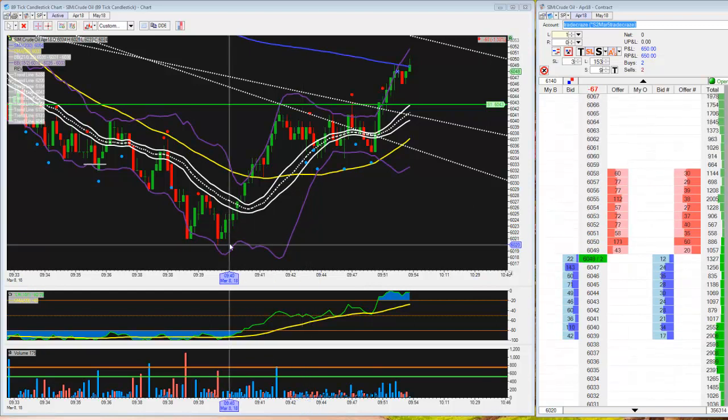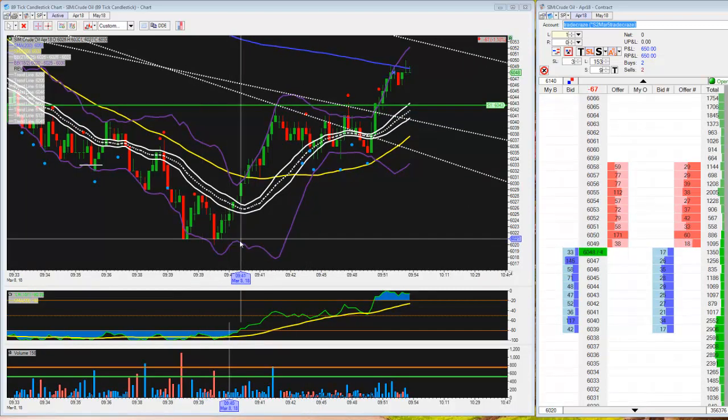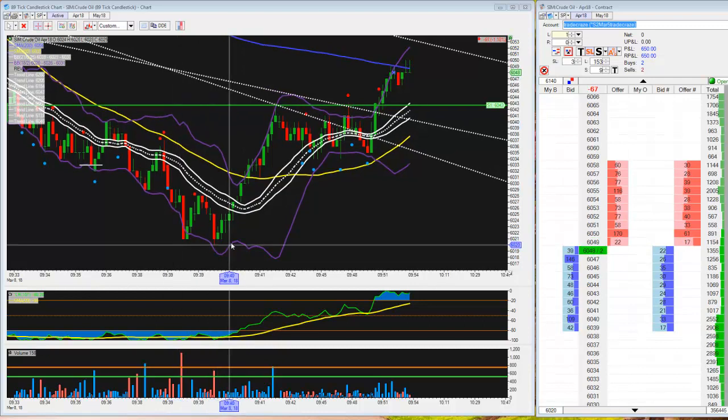If I plug in 6122, it went to 6034, 6013. We got within 7 ticks of the magic number, and then it traded off of it for now.